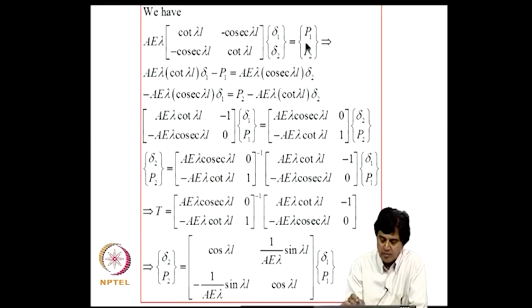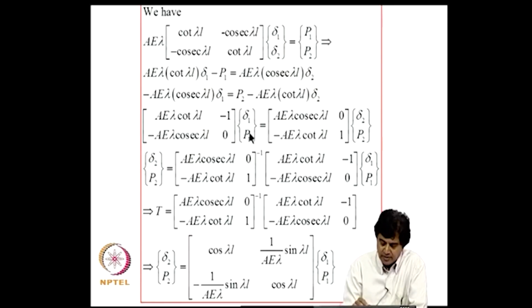So we consider the equilibrium equation for the system in the steady state in the frequency domain, which is given by this. Now we rewrite this equation. The first equation will be AE lambda cot lambda L into delta 1, minus cosec term times P1; I will take the P1 term to the right hand side, and the cosec term I will also take to the right hand side. That means what I am doing is, on the left hand side I am collecting terms involving states at the left end. Similarly, the second equation I will get in this form.